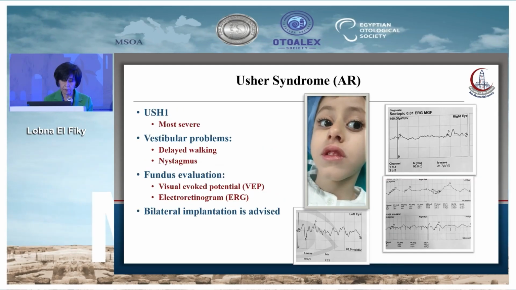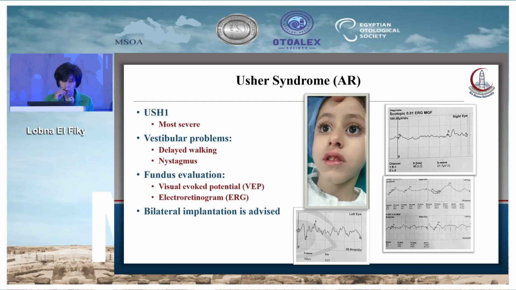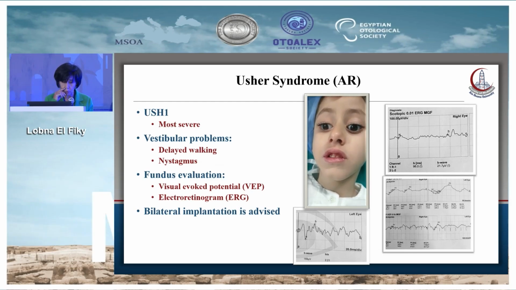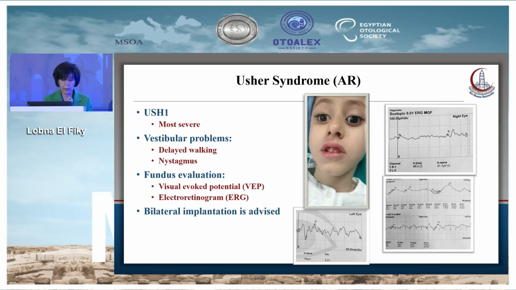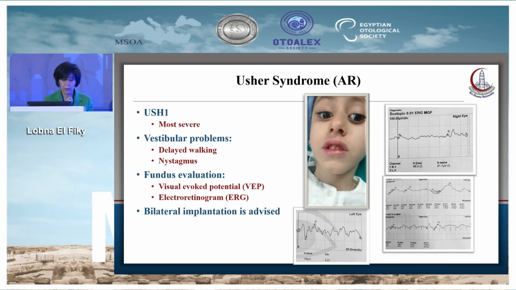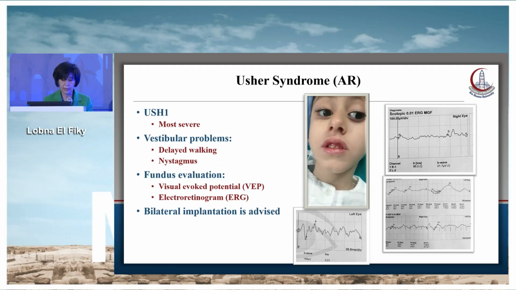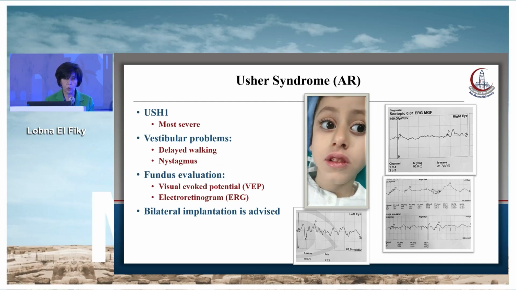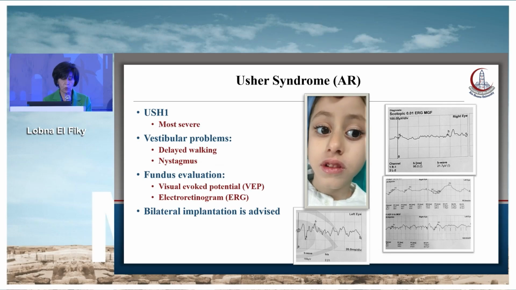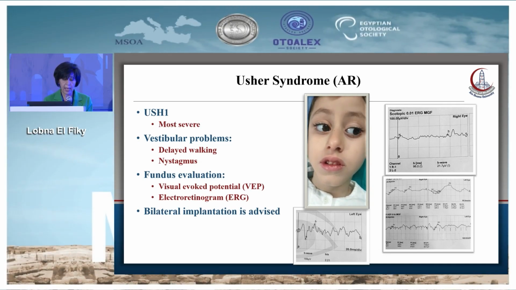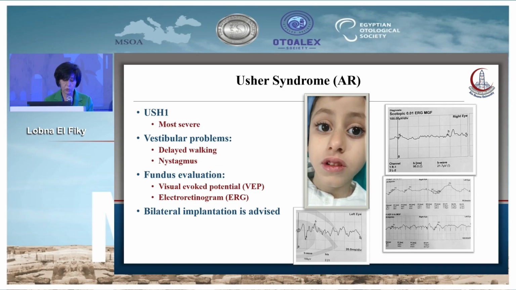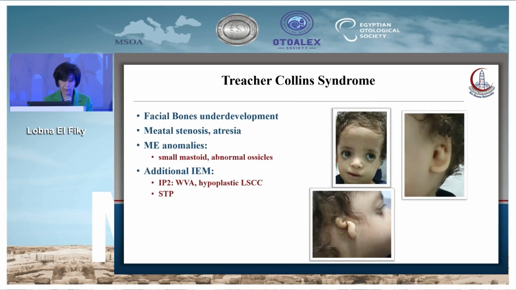Usher syndrome is the most severe, which is Usher syndrome 1, and it has some vestibular problems, as we heard a little bit earlier. It's not always presenting like that with nystagmus. Sometimes it presents with delayed walking, and sometimes it's even denied by the parents. So we have to do a fundus evaluation, and the same bilateral implantation is very advised.